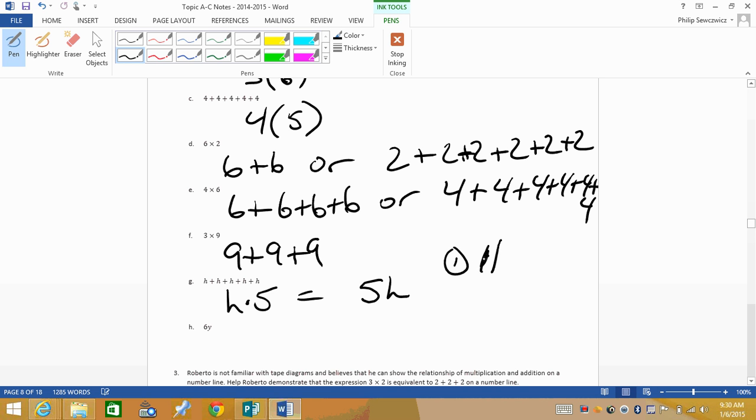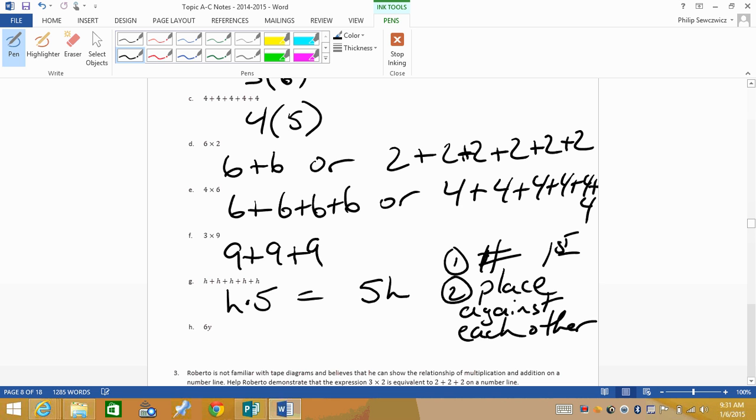It's always number first, and 2, I guess what's the best way of saying this? We place them up against each other. They have to touch each other. I guess we'll say that: place against each other. I'm not overly happy with that, but you get the idea here.